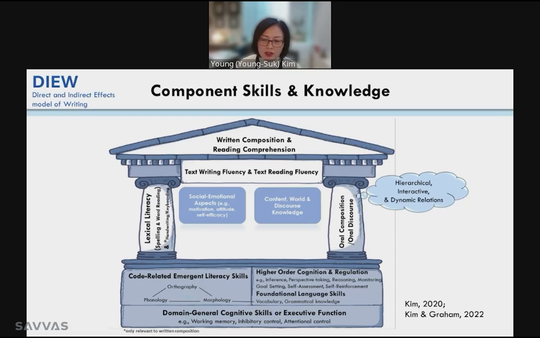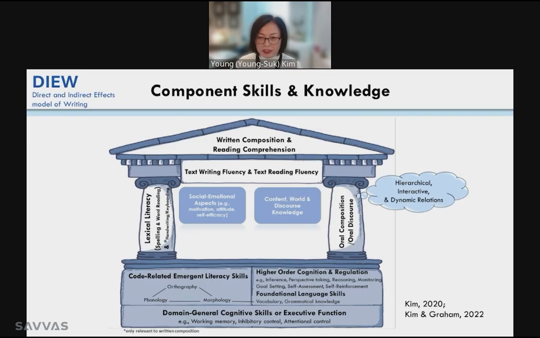So let's walk through a bit, right? So at the very top roof, there's written composition and reading comprehension. They're there at the top because these require all the skills below. Okay, so what they need immediately right underneath is text writing fluency and text reading fluency, and they're at the beam because they support written composition and reading comprehension.